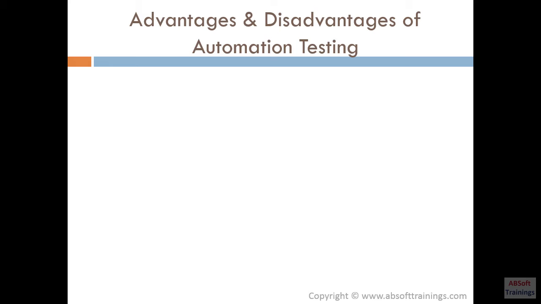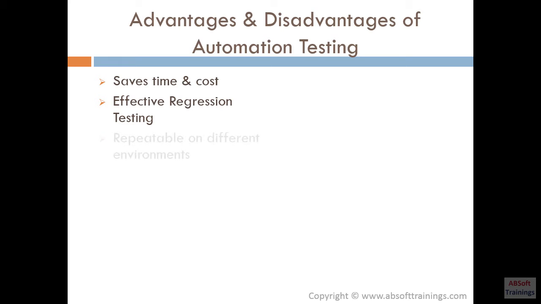What are advantages and disadvantages of automation testing? Let's look at advantages first. Saves time and cost. Tests are run significantly faster than manual tester, so it saves time and cost. Effective regression testing. Tests can be run against source code changes to catch regression defects. Repeatable on different environments. Tests can be repeatedly run on different platforms and environments.